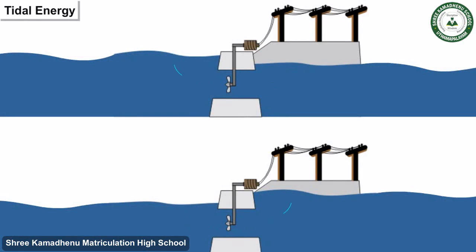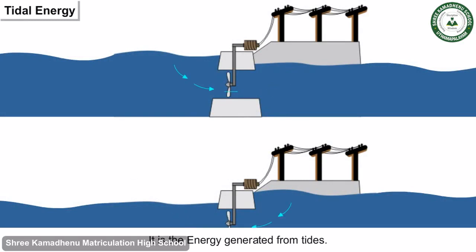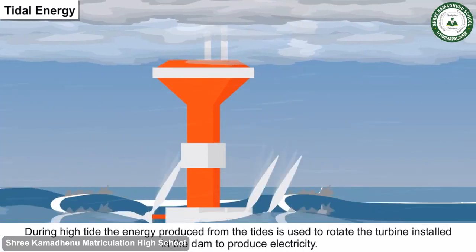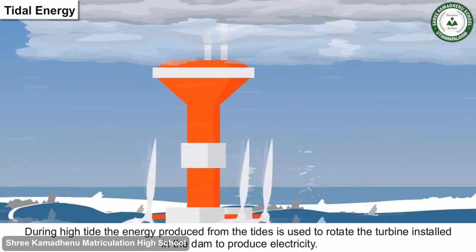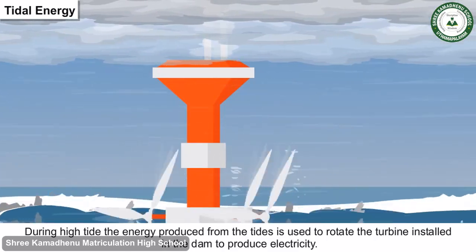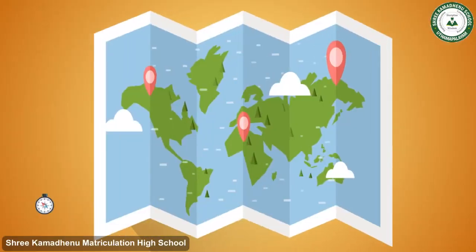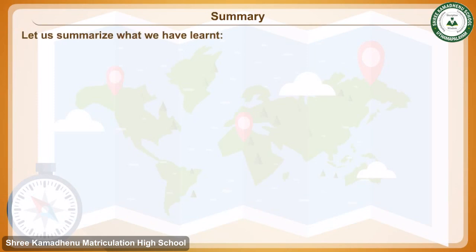Tidal energy. It is the energy generated from tides. It can be harnessed by building dams at narrow openings of the sea. During high tide, the energy produced from the tides is used to rotate the turbine installed in the dam to produce power. Summary. Let us summarize what we have learned.